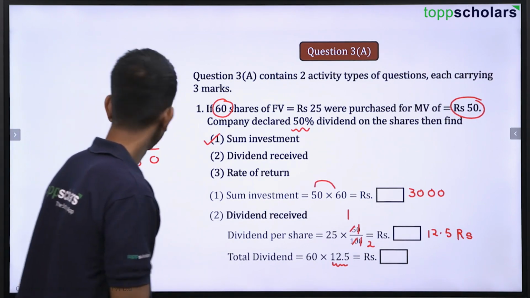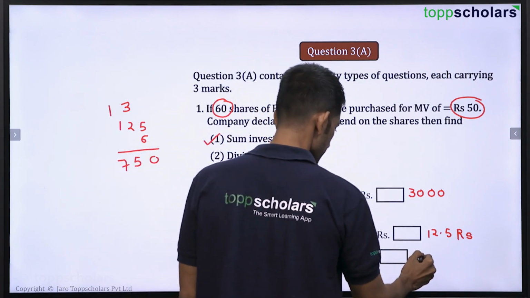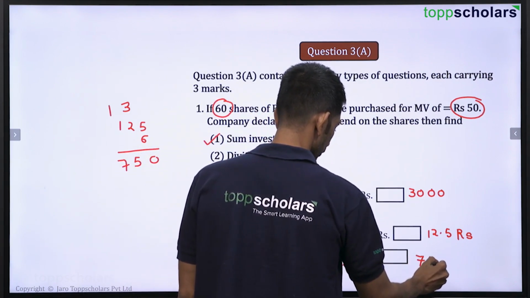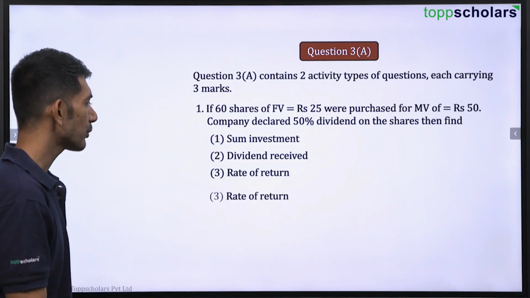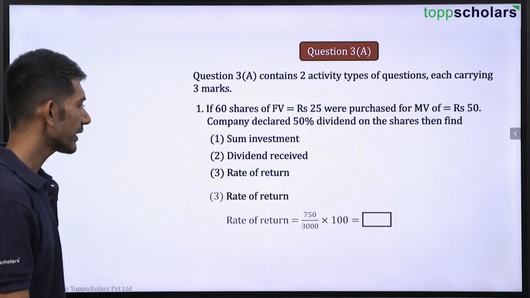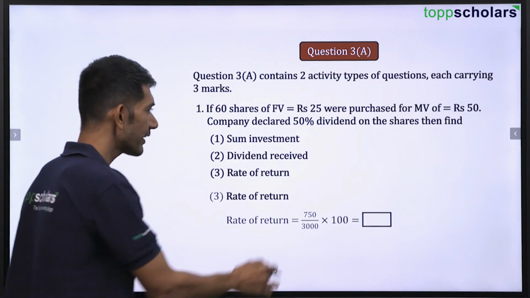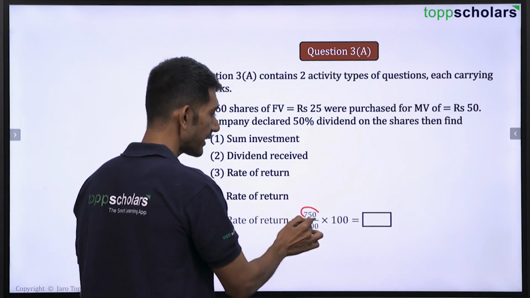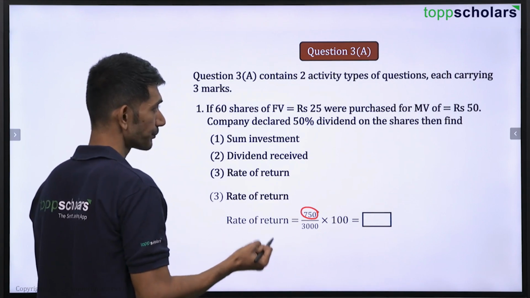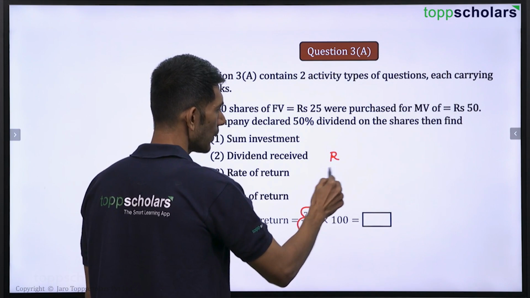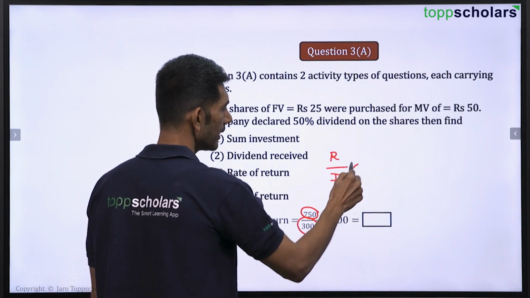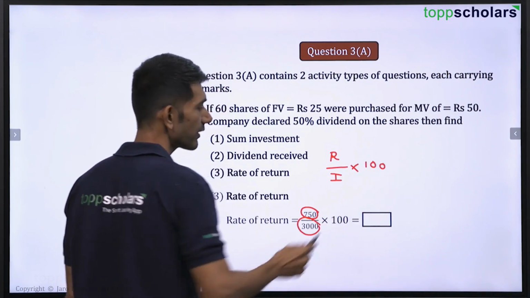That gives you 750. So 750 rupees is the dividend received. And then we are supposed to find out the rate of return. So the rate of return is going to be 750 rupees received. How much was invested? See, received amount by invested amount multiplied by 100. That is your rate of return.